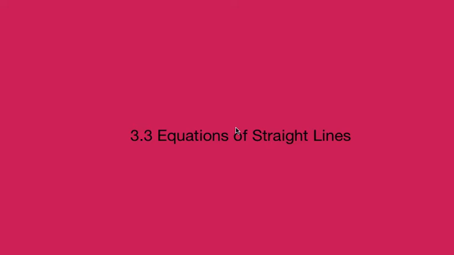Okay, today we're going to be looking at the equations of a straight line. So you'll be familiar from GCSE. The general formula for a straight line is y equals mx plus c, where m is the gradient and c is the point where the line intercepts the y-axis.